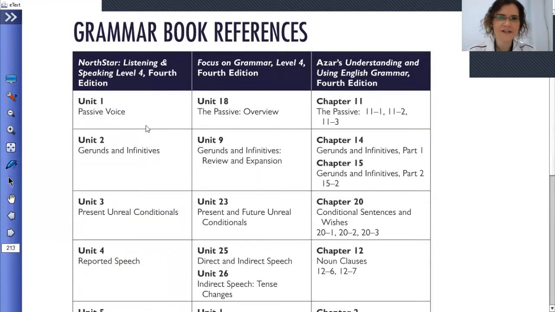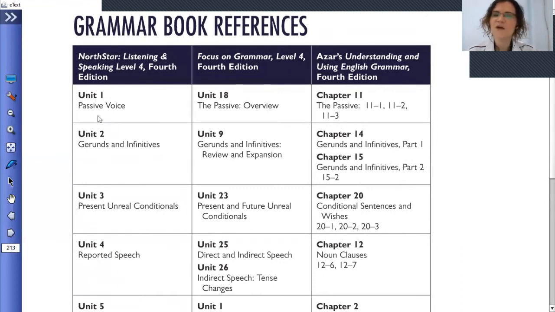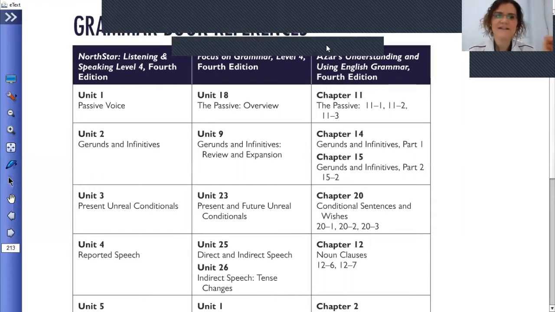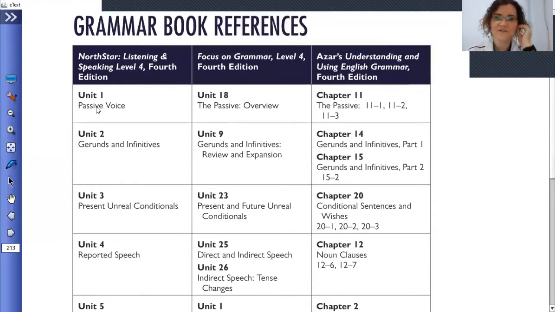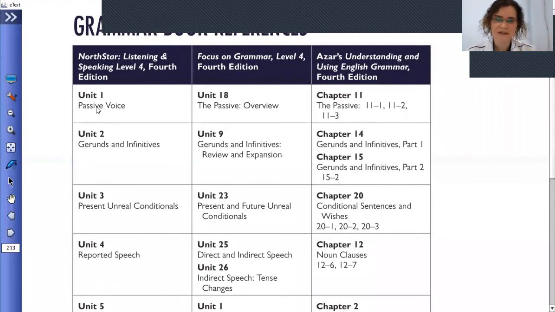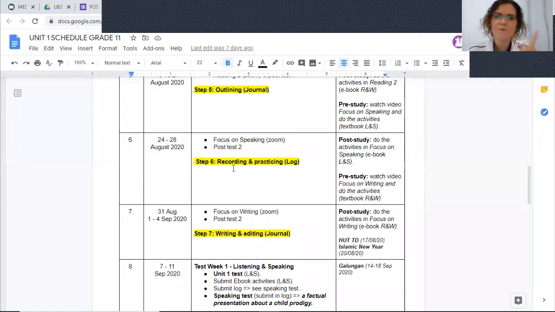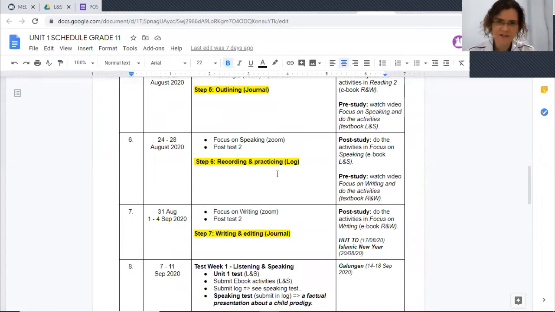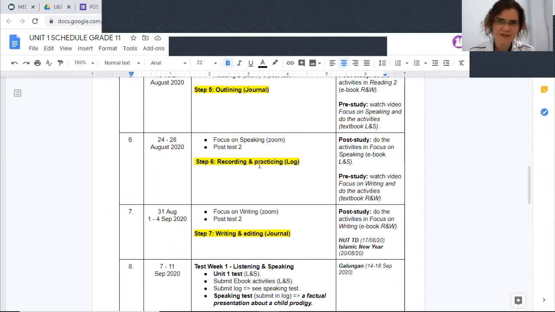Okay, now here, quick look, your grammar means that for Unit 1, the focus is on passive voice. We will be talking about that today as well. And it is important that you use this and the vocab in your speaking, which this week, if I'm not mistaken, let's take a really quick look. This week, it shows us that our focus here is on recording and practicing our speaking project. So this is for your log, means this is for your speaking project, yeah?